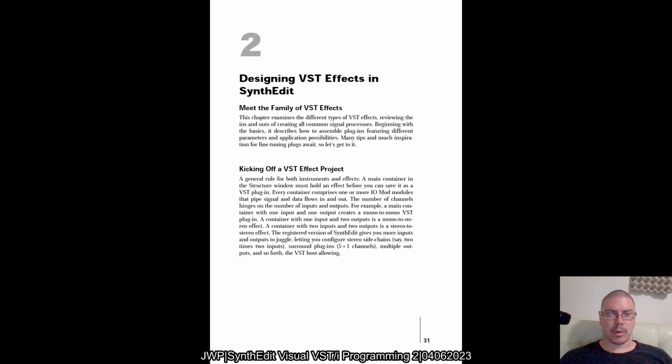Kicking off a VST effect project. A general rule for both instruments and effects: a main container in the structure view must hold an effect before you can save it as a VST plugin. Every container comprises one or more I/O modules that pipe signal and data flows in and out. The number of channels hinges on the number of inputs and outputs. For example, a main container with one input and one output creates a mono-to-mono VST plugin. A container with one input and two outputs is a mono-to-stereo effect. A container with two inputs and two outputs is a stereo-to-stereo effect.